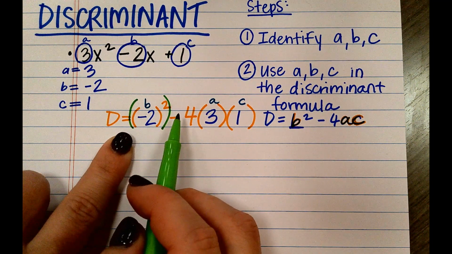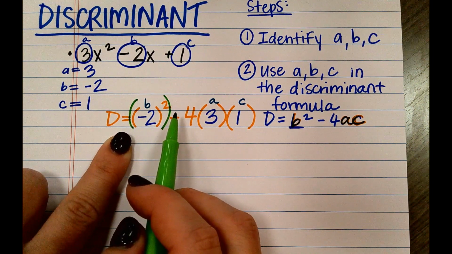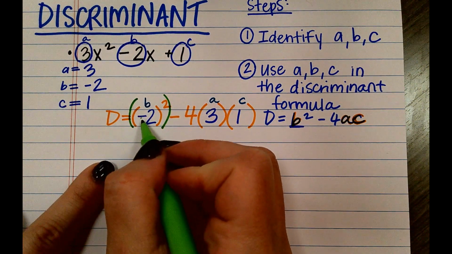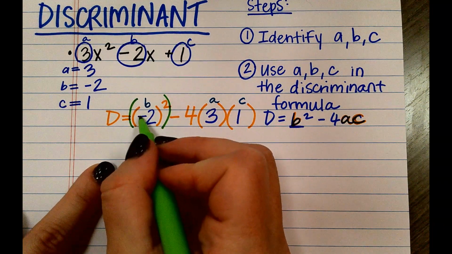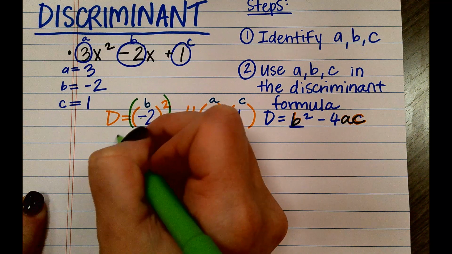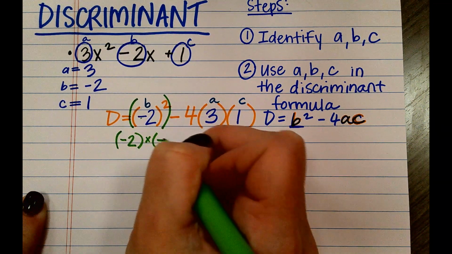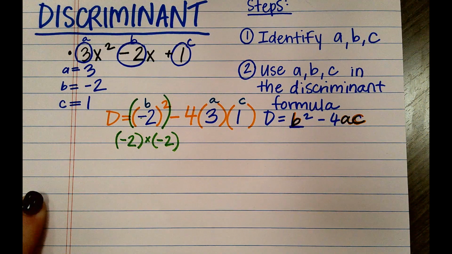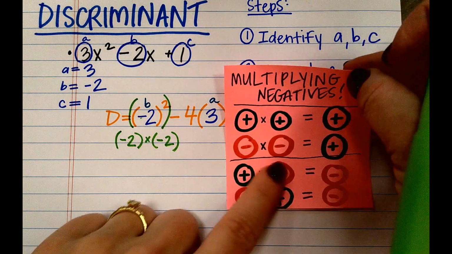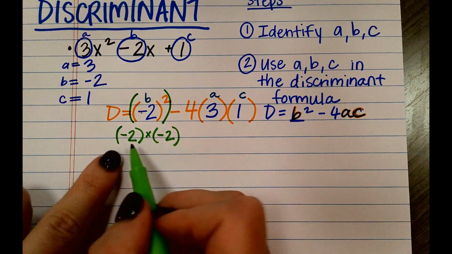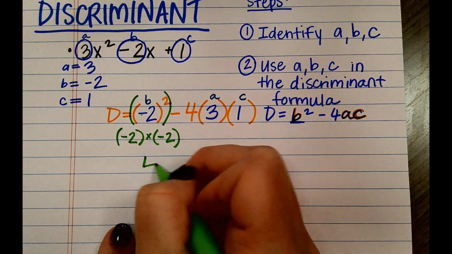-2 squared. What does that mean? What are we doing? Times it times. Yes, times 2. We have -2 times -2. Just like we said here, 2 negatives make a positive. So, -2 times -2 is positive 4.